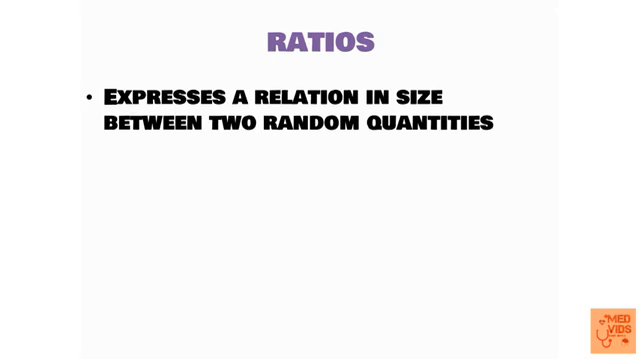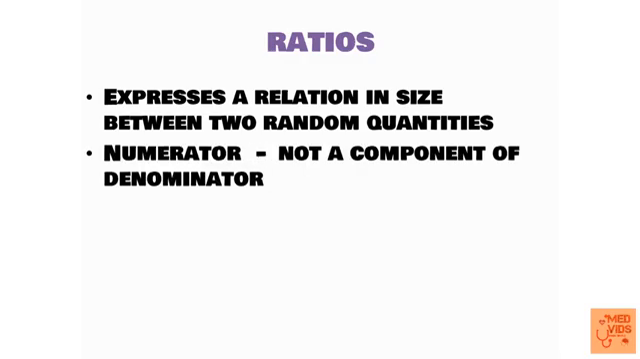About ratios, ratios actually express a relation in size between two random quantities. Numerator is not a component of denominator in case of ratios, whereas in rates we saw the numerator is a component of denominator. Now what this tells us is that the numerator and denominator are entirely different things. So for example, sex ratio, we compare male is to female ratio, and these two are entirely different quantities. So we are making a ratio out of two different quantities. So the numerator and denominator are obviously different. It's actually easy to remember.